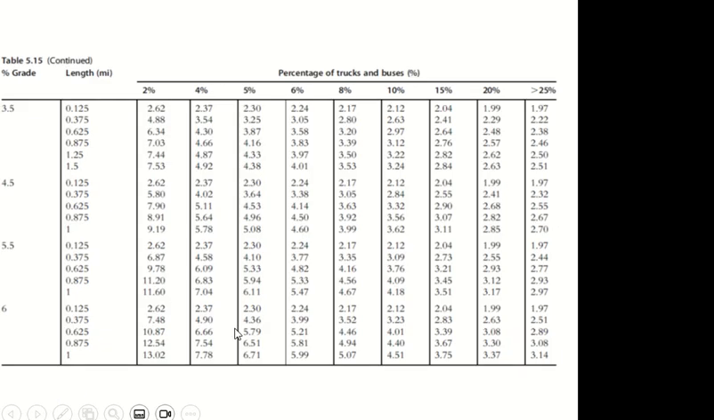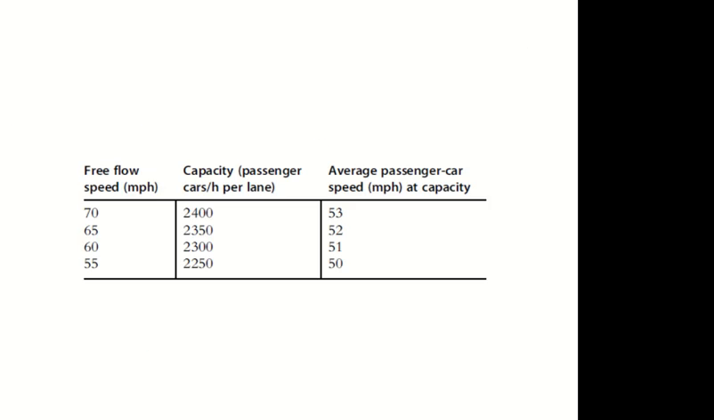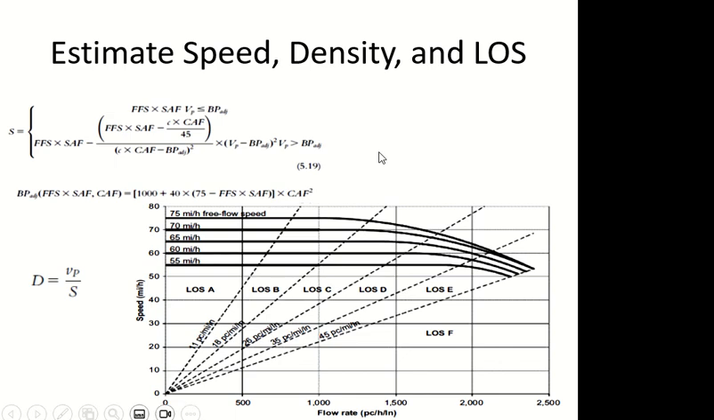If your breakpoint was less and the flow rate is more, so let's say your breakpoint is 1000 and the flow rate is 1300 something, that means your flow rate is more than the breakpoint, and you will use this big equation. Again, you will ignore the adjustment factors, use the equation without them, and find out the speed. Then you do flow rate upon speed, get density, and go back to the same table to find out the level of service.